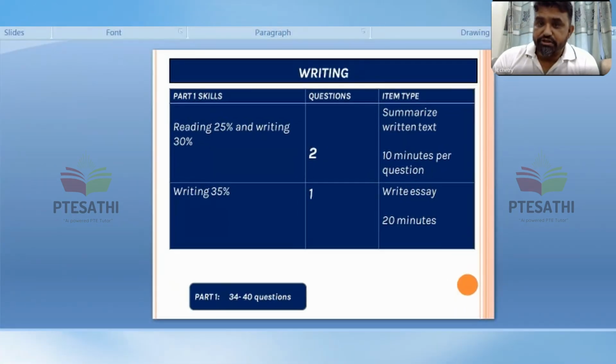Okay, moving on to the writing section. Again, you have got the same 2 types of questions. However, the scoring enhancements have taken place here as well. And I would say dramatic scoring enhancements have taken place here.